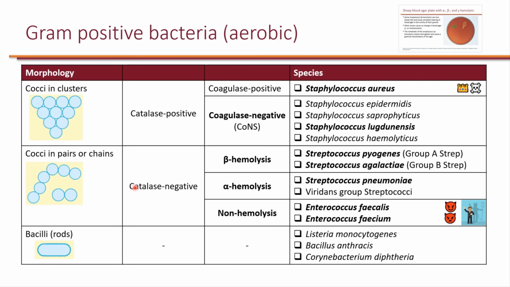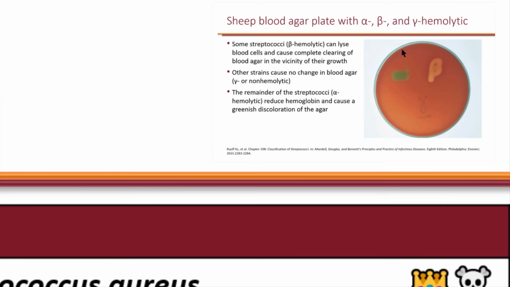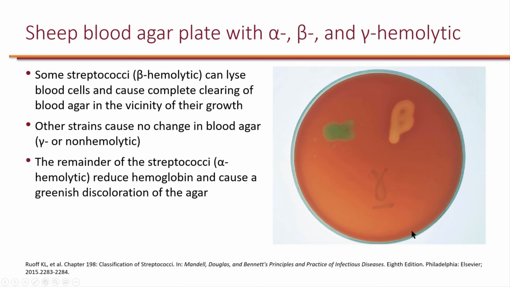And then for the catalase negative group, which do not look like a cluster, so they will be in chains or maybe pairs, we can do the hemolysis test. What a hemolysis test would be is that an agar is essentially a plate. So we use sheep blood, and we basically let these organisms grow and see what they do to the blood cells.